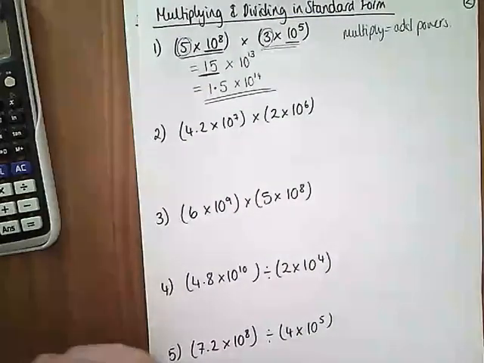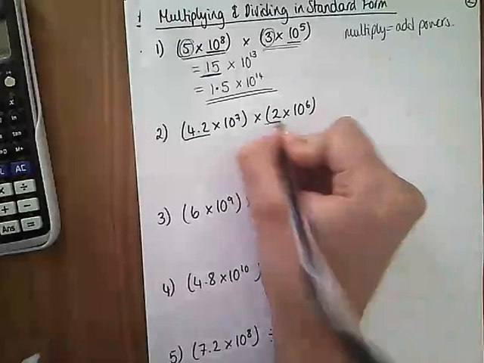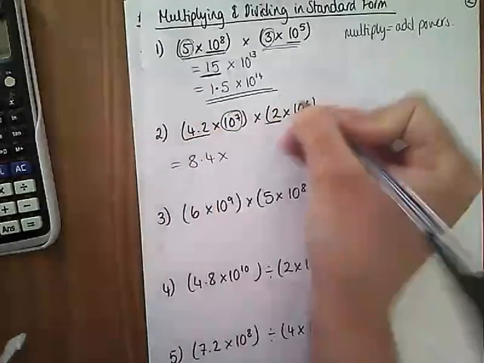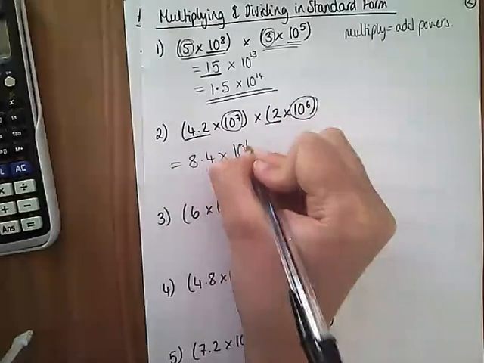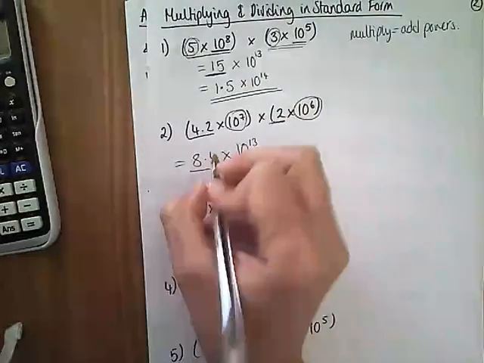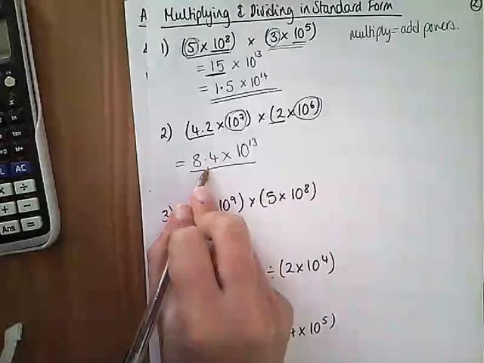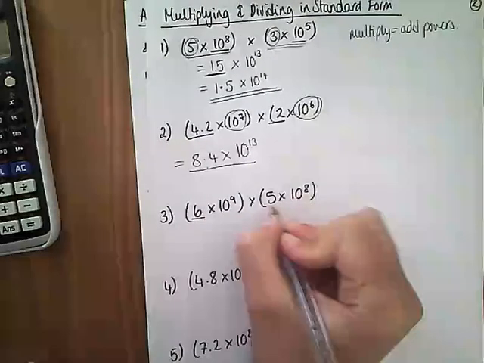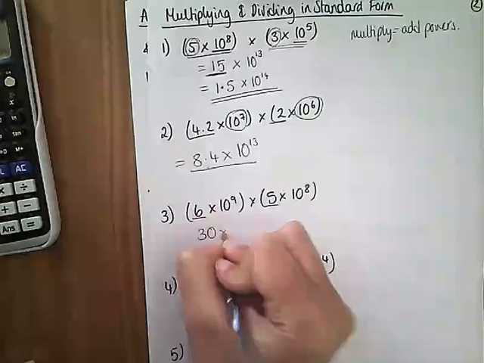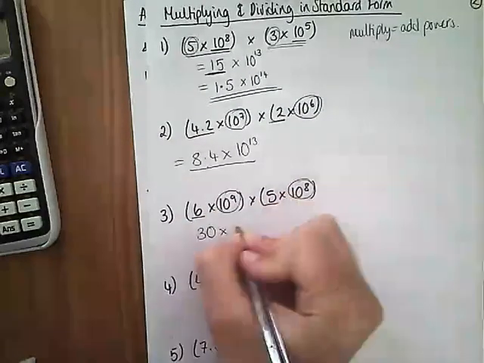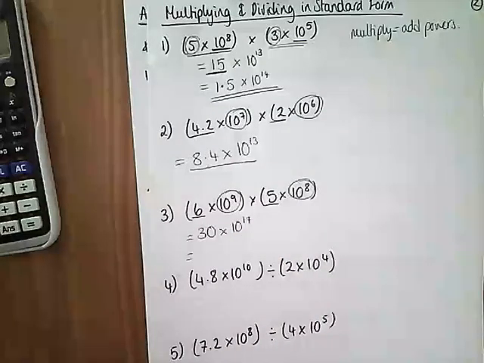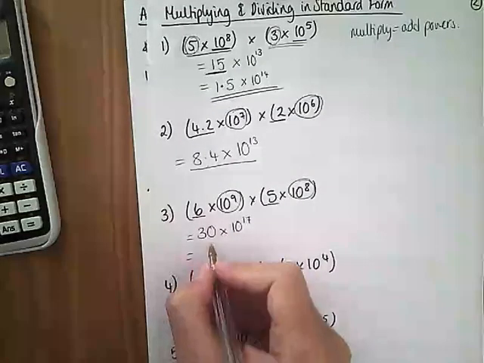Okay, similarly, 4.2 times 2 is 8.4. Add your powers, 10 to the 7 times 10 to the 6 is 10 to the 13. Is that in standard form? Yes, because that number is between 1 and 10. Okay, again, 5 times 6 is 30. 10 to the 9 times 10 to the 8 is 10 to the 17. Is that in standard form? No. How do I make it in standard form? Well, you put in your decimal point.